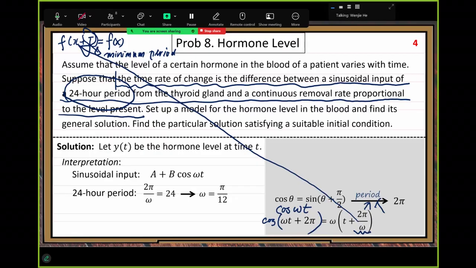So only two unknown constants, capital A and capital B. These two constants, based on the real world application, should be given. All right. So now we need to set up an equation. We need to write the ODE.